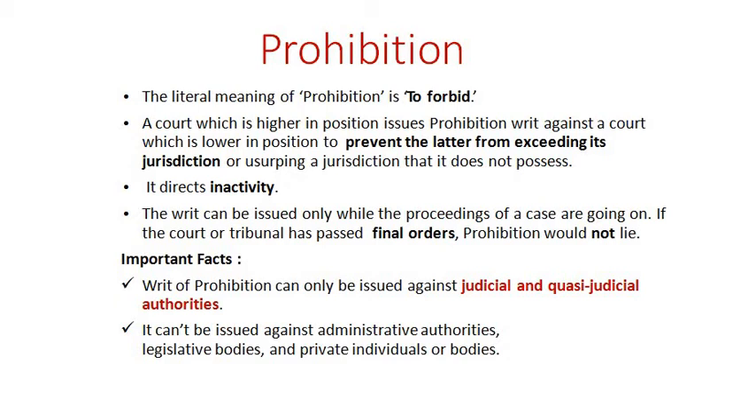Important facts. Writs of prohibition can only be issued against the judicial and quasi-judicial authorities and can't be issued against the administrative authorities, legislative bodies and private individuals or bodies. Prohibition means to forbid. It can only be given when the proceedings are going on and not when the final order is given, and it cannot be issued against the administrative authorities, legislative bodies or private individuals or bodies.